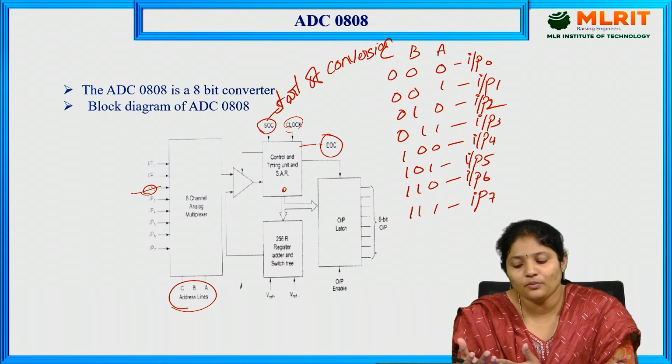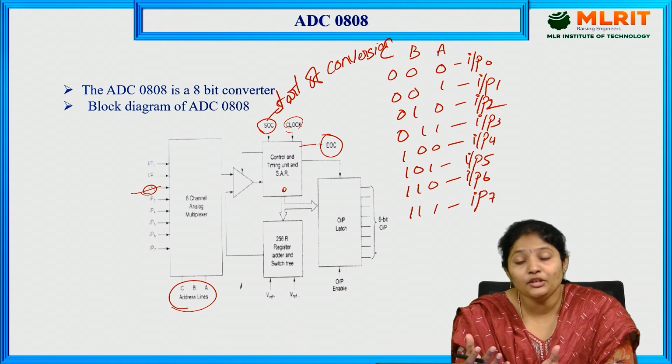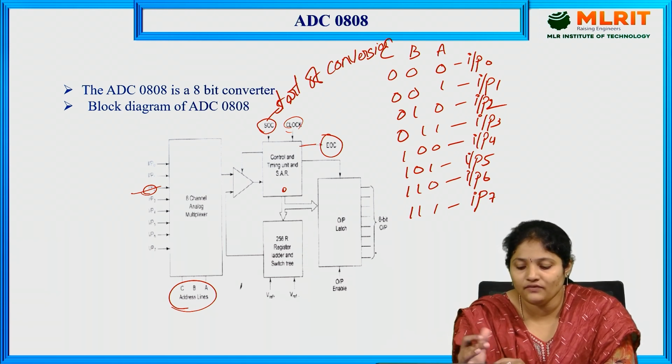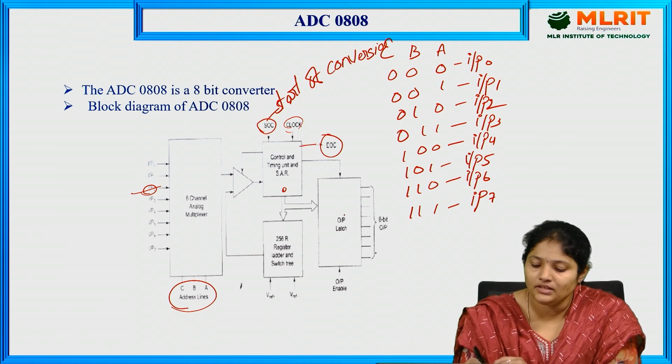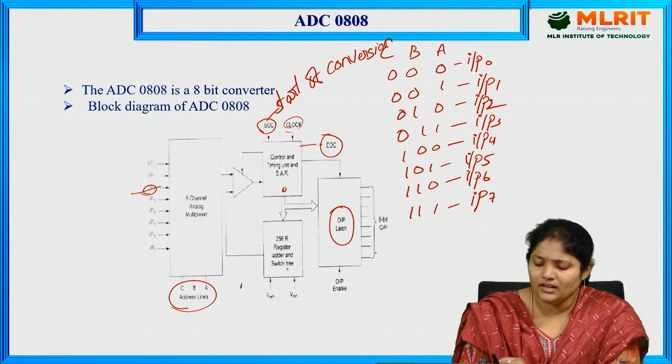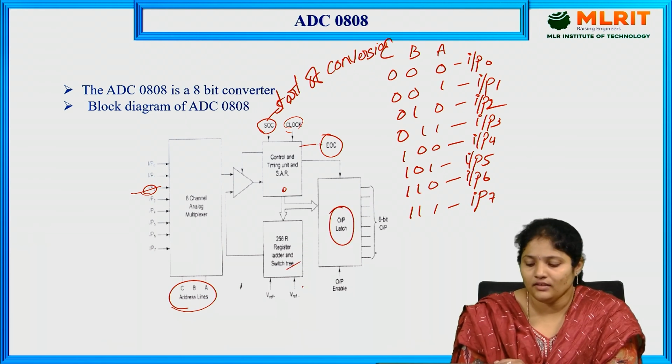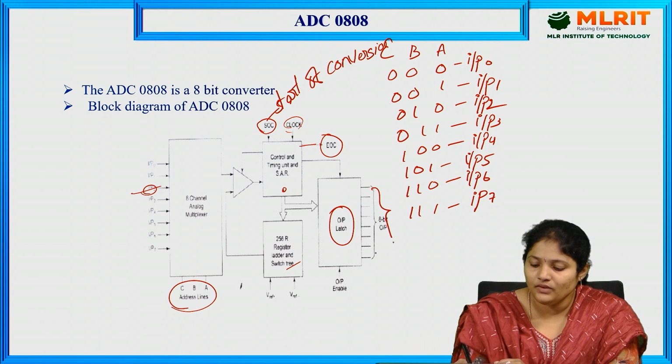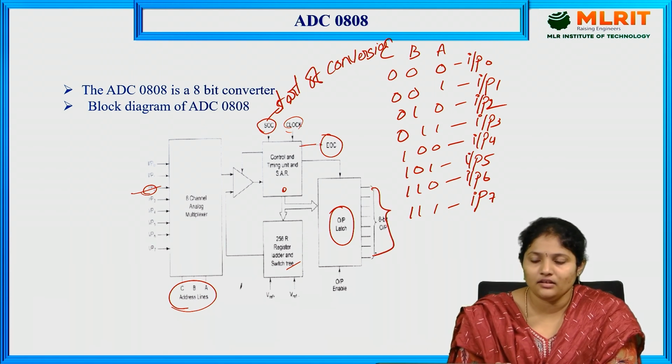So that the microprocessor will know that the conversion has been done and it can get the digital data from this output latch. These are the registers used in the ADC. Out of this we will get the digital data, and here the digital data is also 8-bit data.